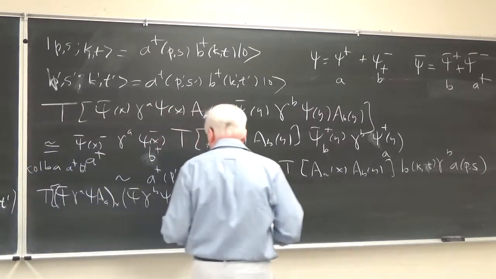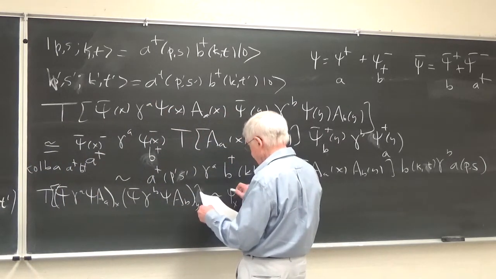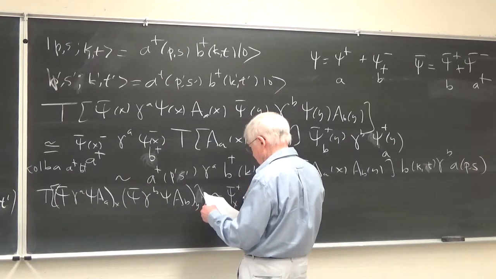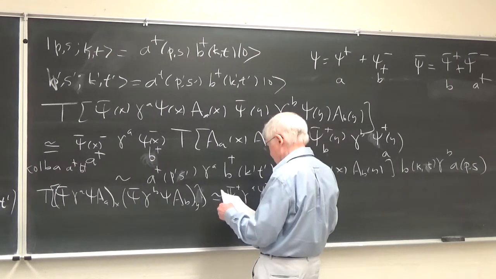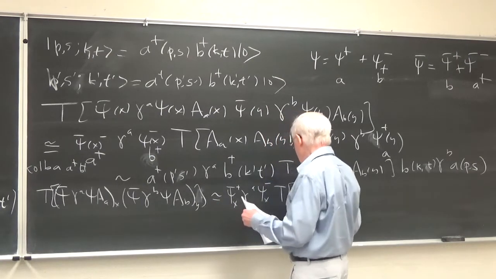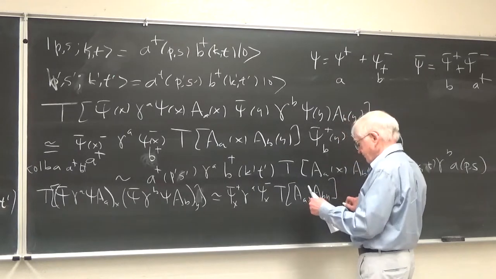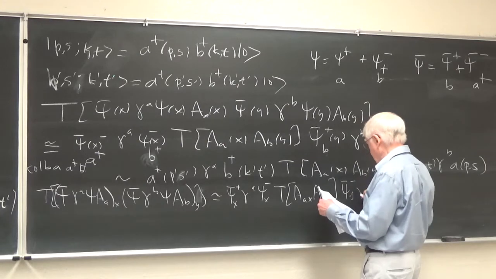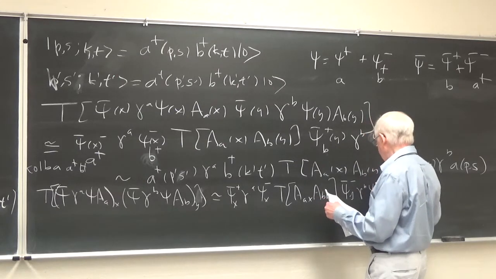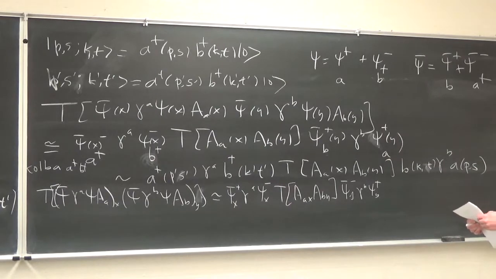And the way we arrange that is to have ψ̄ X, ψ̄⁺ X, γ^A, ψ⁻ X, time-ordered product of A^A X, A^B Y, and then over here, ψ̄⁻ Y, γ^B, ψ⁺ Y. Okay, now why does this work?